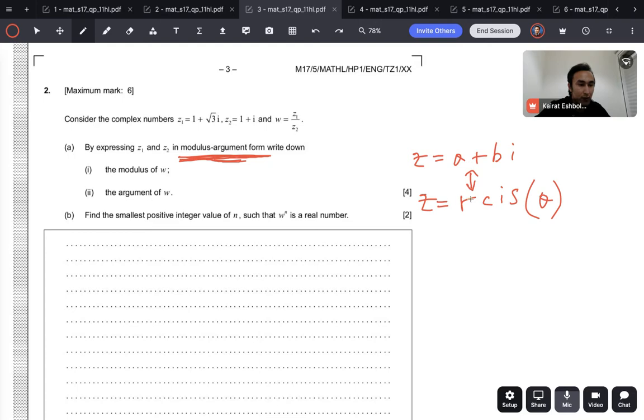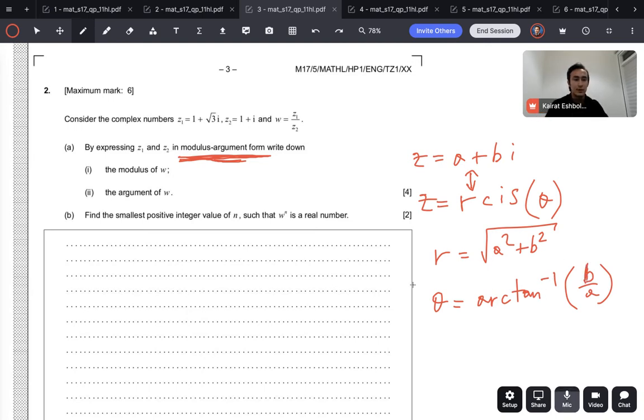So to find r, which is the modulus, r can be found from a and b, just squaring them both, adding them and square rooting the whole thing. And then theta, the angle, can be found also from a and b. It's tan inverse, arc tan of b over a. So if that's not clear so far, for now, don't worry about it.